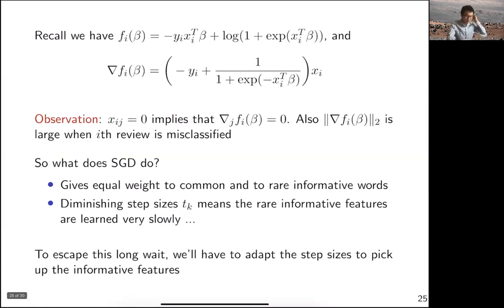So consider the logistic loss. This will be the 0, 1 label version of the logistic loss, and then calculate the gradient. The gradient is proportional to the feature vector x_i, and it has exactly the same weight on every single one of the features. Okay.